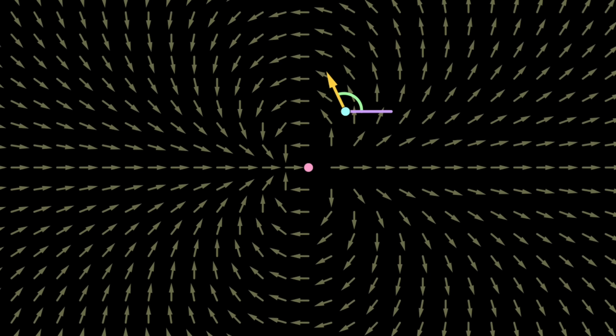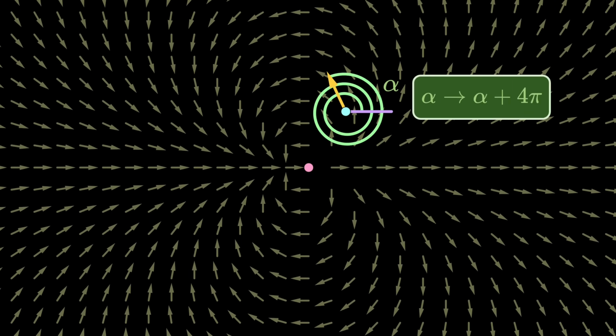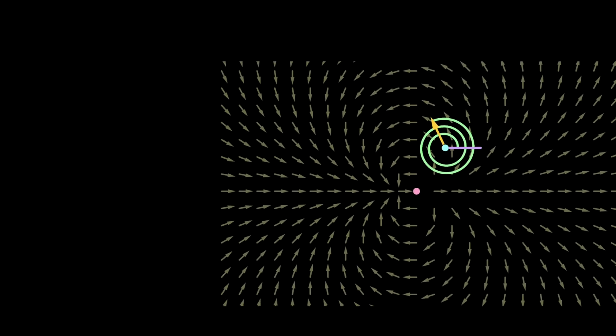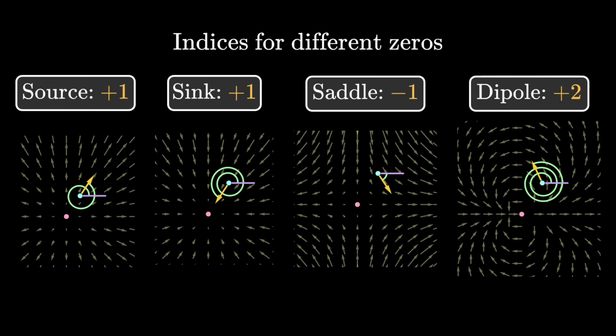This time, the angle increases very quickly and makes 2 full turns when we go around the zero. So for the dipole, alpha has increased by 4 pi, and the index, being the change divided by 2 pi, is plus 2. In general, we can classify different kinds of zeros by their indices, and we saw that the indices of sources, sinks, saddles, and dipoles are plus 1, plus 1, minus 1, and plus 2 respectively.